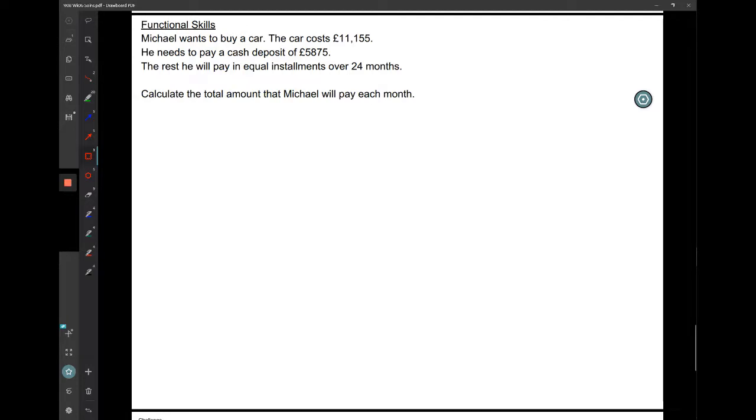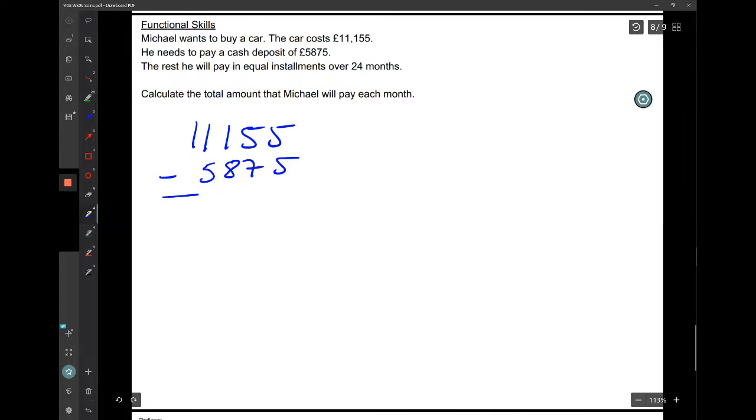So first thing we're going to do is a subtraction. So the car cost £11,155. We're taking away how much he pays. So that's 5,875. So 5 take away 5 is 0.